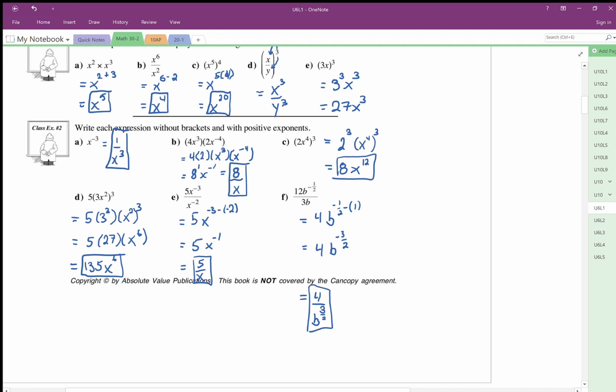Now if you're thinking we could write that as a radical, we very well could, but it wanted us to leave it with positive exponents. So I'm going to leave it as, well, as a power.